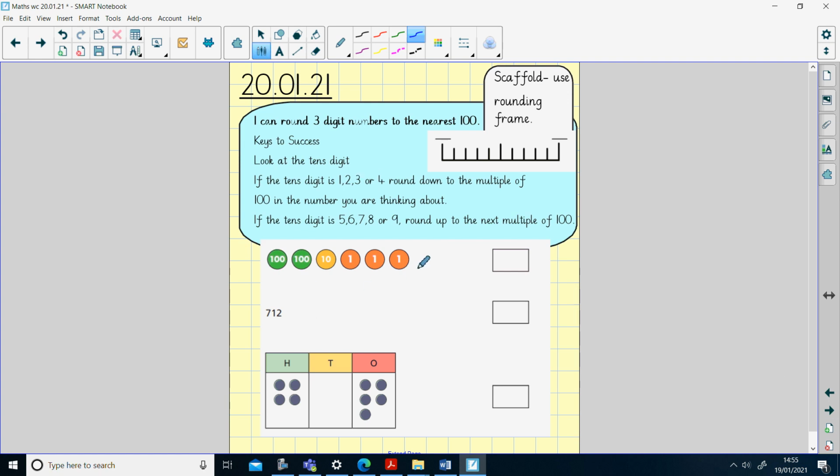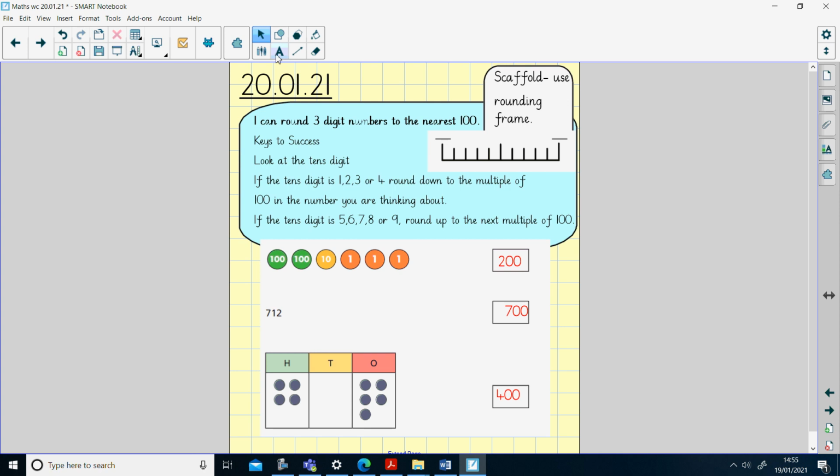I've got some numbers that are represented in different ways. You're going to decide which multiple of 100 these numbers would round to. Pause the video, have a go at those, and then come back to me when you are ready. Okay, so on the board now, you can see the answers to each of those. So here we had 210, 11, 12, 13.